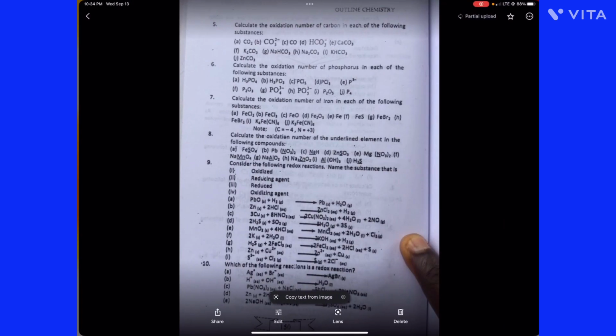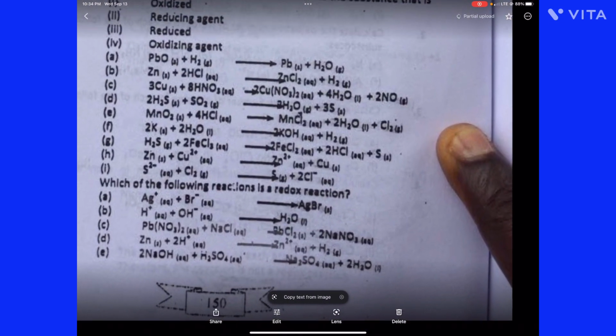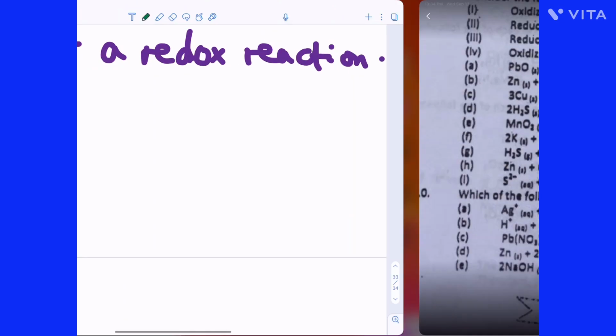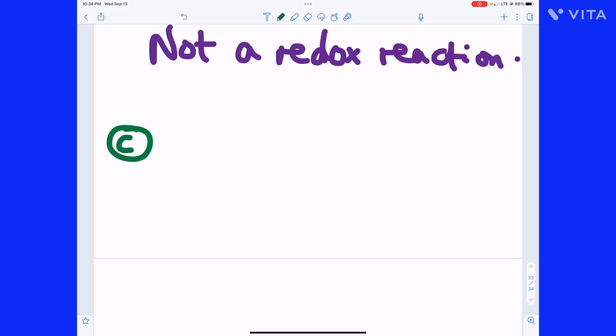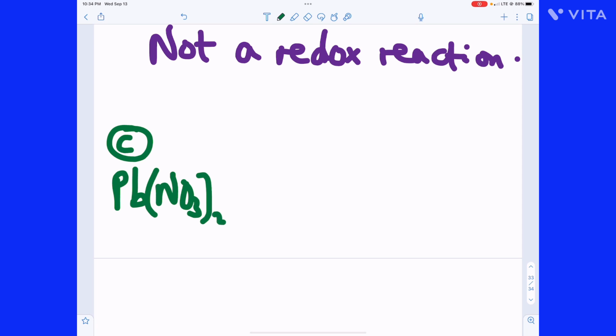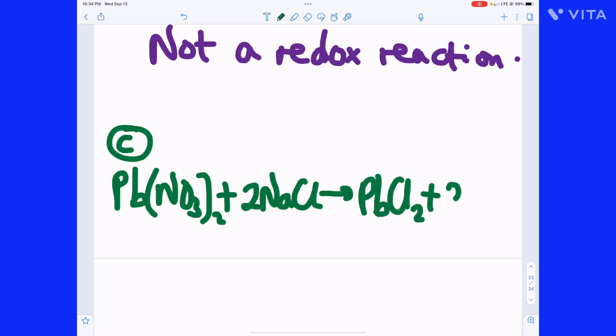C. Lead nitrate, sodium chloride, lead chloride. Okay. Let's go ahead and write that. Pb(NO3)2 plus 2NaCl to give PbCl2 plus 2NaNO3. Okay, let's now write the oxidation numbers.